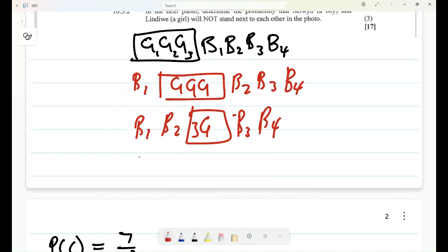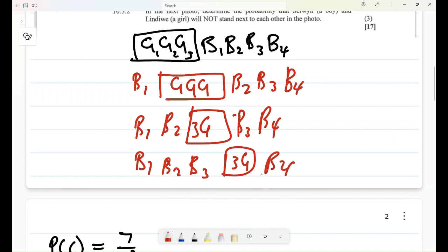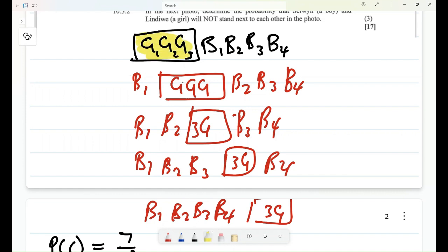Then boy 3, boy 4. Then now I can have what? Boy 1, boy 2, boy 3, and maybe have these 3 girls here, and then boy 4. Okay? Then another thing that can happen, the last part, is that I can have boy 1, boy 2, boy 3, boy 4, and then now the 3 girls. Now, can you see that these girls can sit in 5 ways? This way, this way, this way, this way, or this way. So it means we have 5 factorial ways in which these girls can sit next to each other.